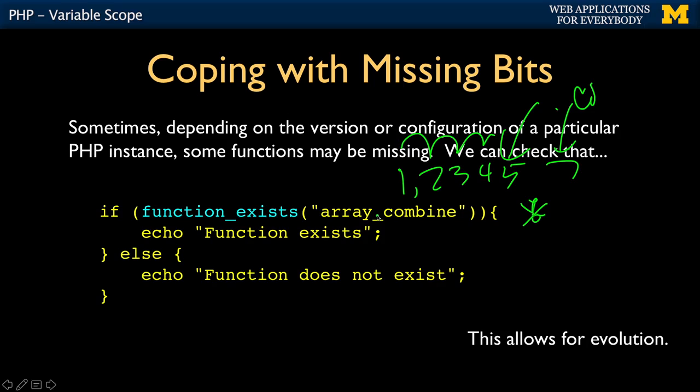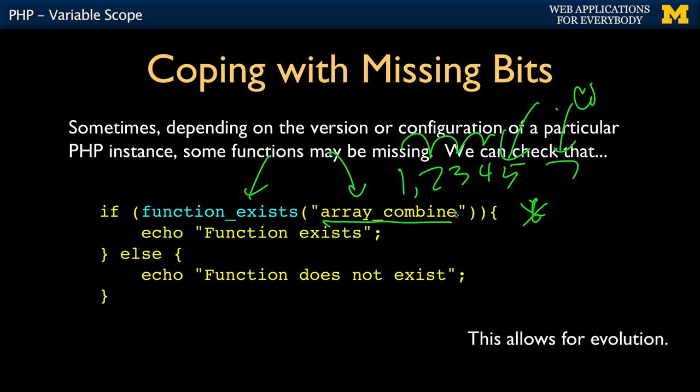deals with that. If function exists, array combine, this returns a true or false. You pass a string with the name of the function and you can ask. And it allows your code to evolve and cope with different environments. And sometimes you don't have everything installed of PHP, and so you can check to see if your particular instance of PHP has a function that is an optional thing. So there's core stuff and optional things.